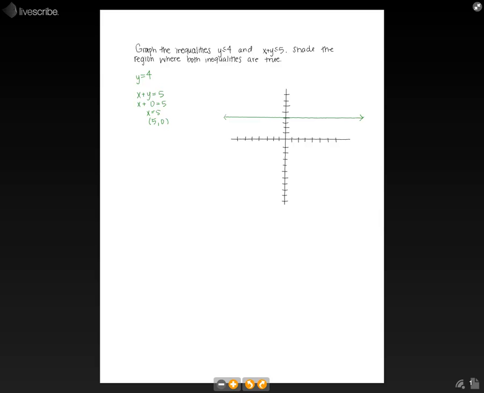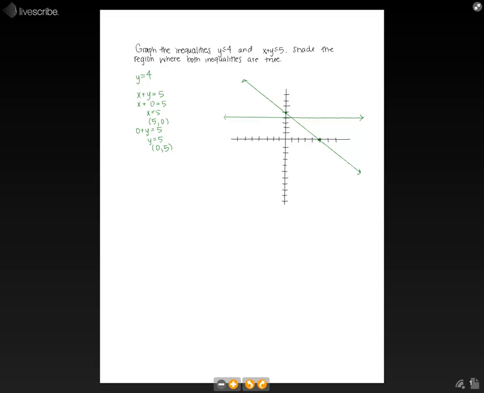We can do this for y and have 0 plus y equals 5 by plugging in a 0 for x, and we have y equals 5, and as an ordered pair, that's 0, 5. So if we plot these, and then we connect them with our solid line, this is also an equal to on our less than sign. We have our two lines.